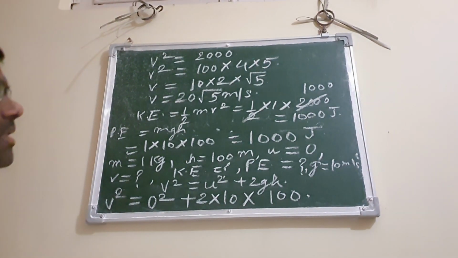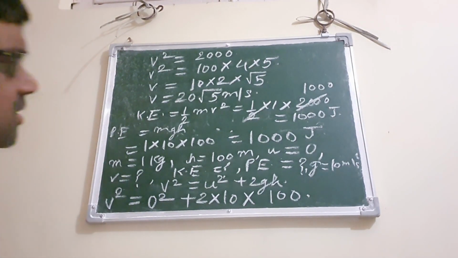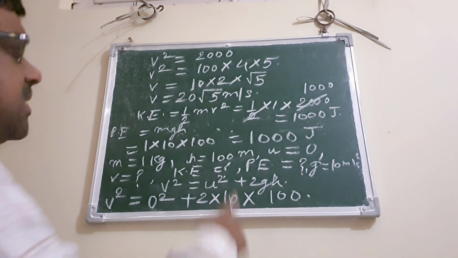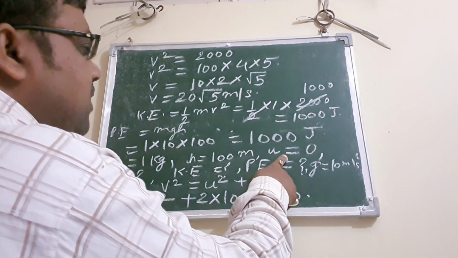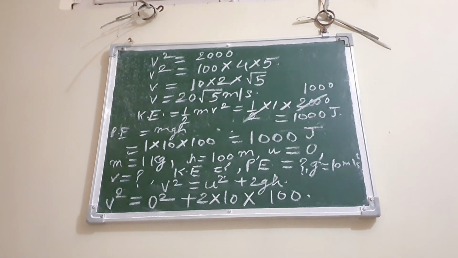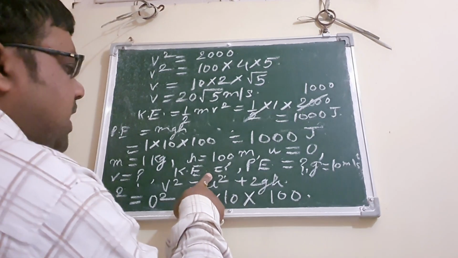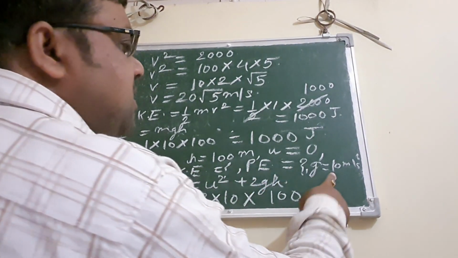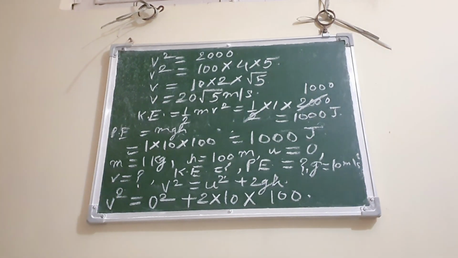So these are the things that we have to find. So we'll understand it once more. Mass is 1 kg, height is 100 meters, initial velocity dropped from rest, so u is equal to 0. We have to find the final velocity, that is v. We have to find also the kinetic energy and the potential energy. Gravity is given as 10 meter per second square.